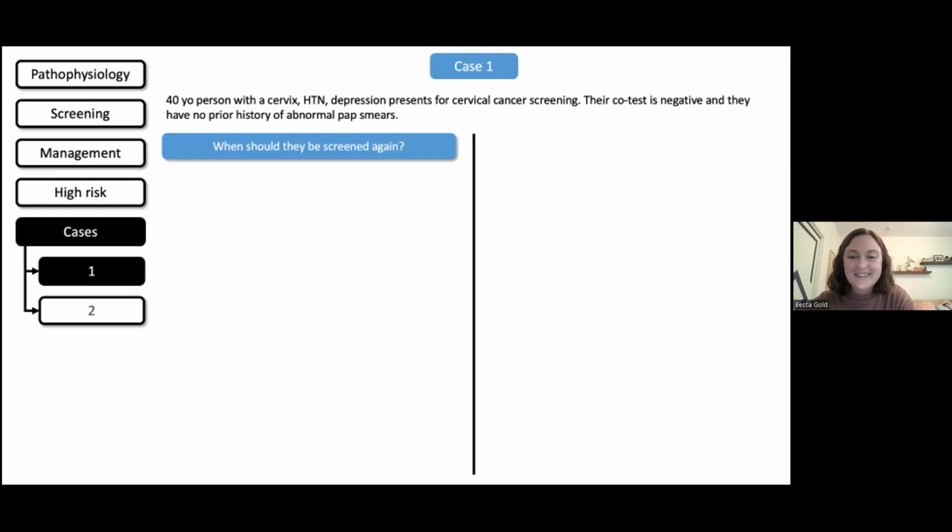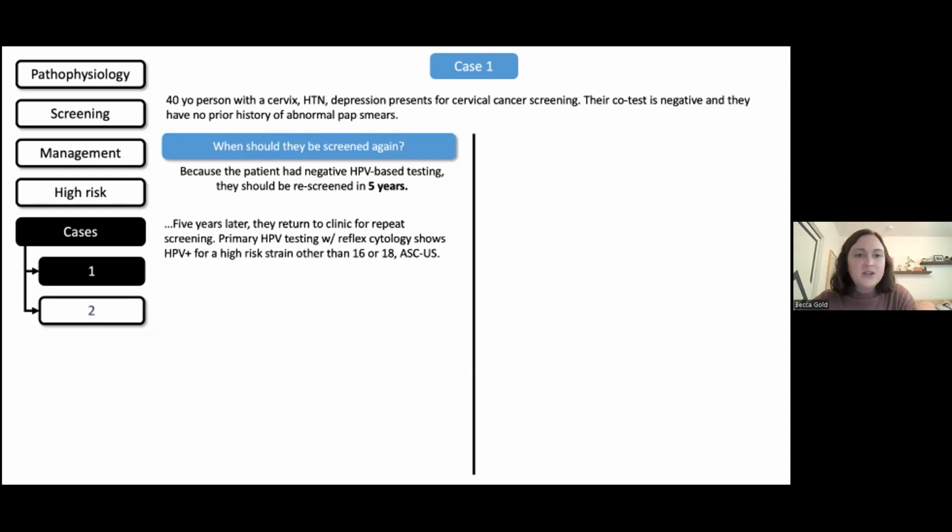Awesome. Thank you all for being brave. Shout out to the primary care cohort folks. I recognize these names. Awesome. Exactly right. Because they had negative HPV-based testing, they can be rescreened in 5 years. So this patient comes back 5 years later and they have repeat screening. This time, their primary HPV-based testing comes back with HPV positive for a high-risk strain other than 16 or 18. So it reflexes to cytology and they're found to have ASCUS.